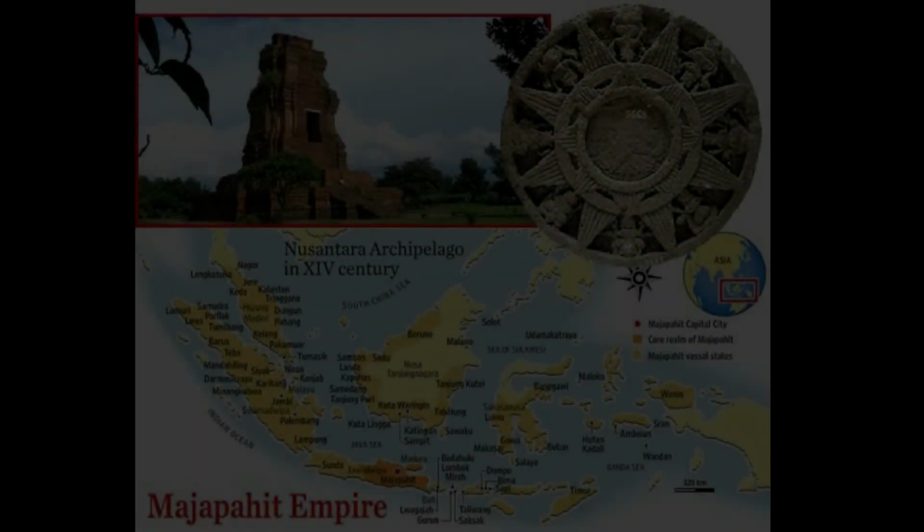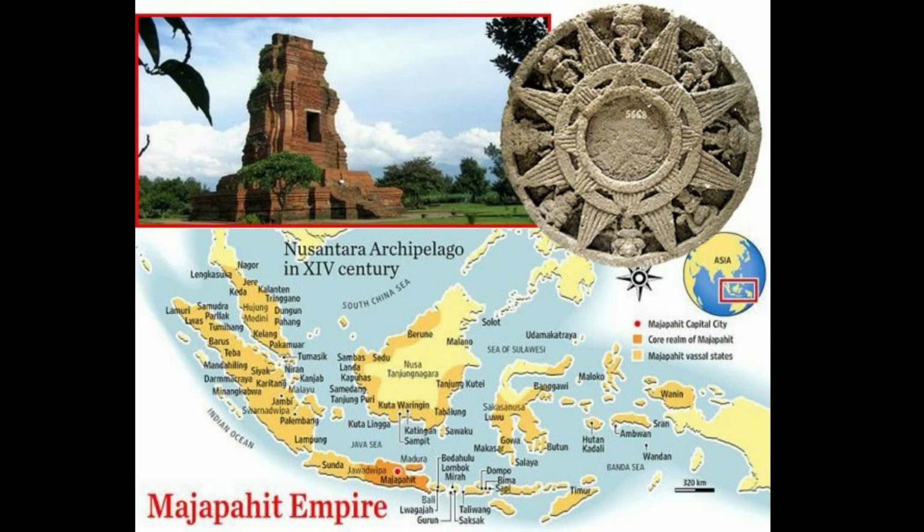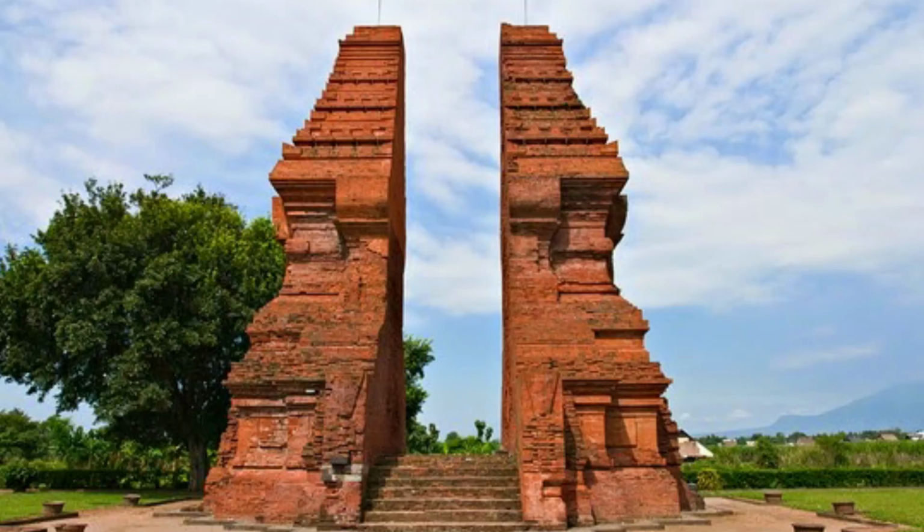The Matjapahit was a Javanese Hindu thalassocratic empire in Southeast Asia that was based on the island of Java. It existed from 1293 to circa 1527 and reached its peak of glory during the era of Hayam, whose reign from 1350 to 1389 was marked by conquest that extended throughout Southeast Asia.